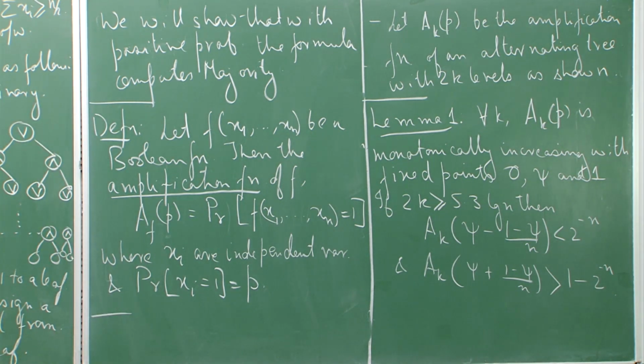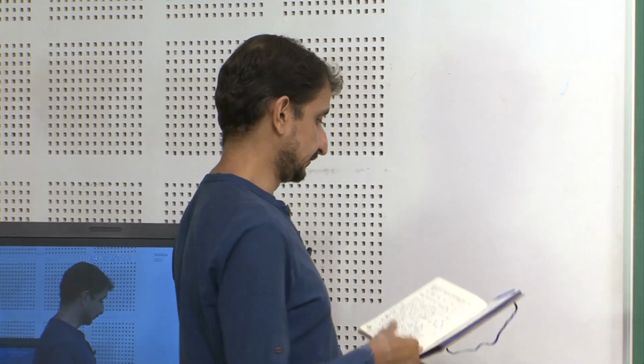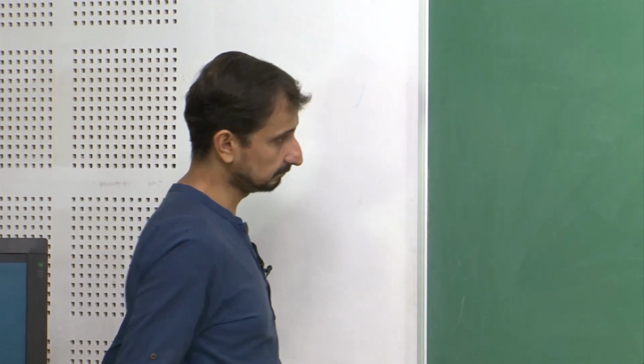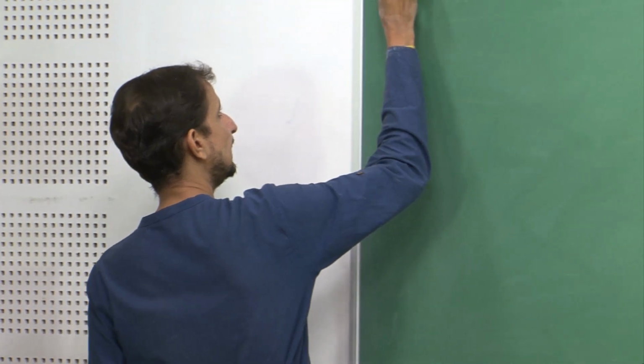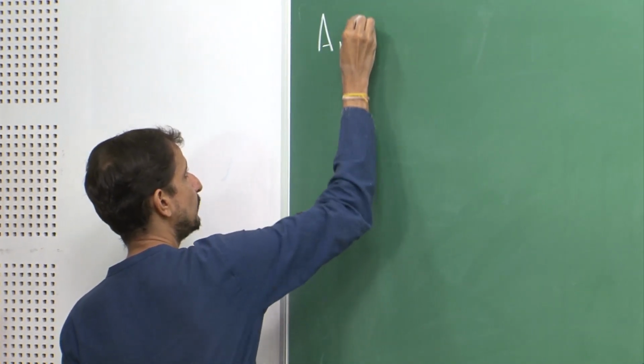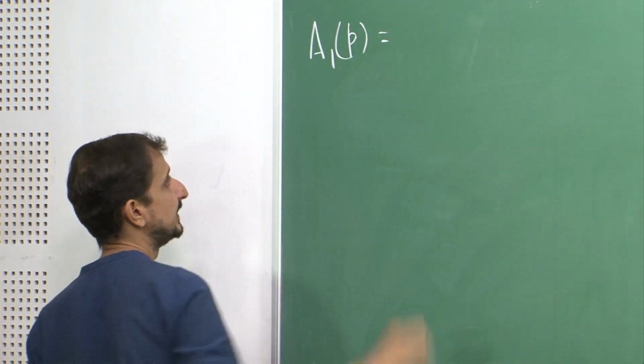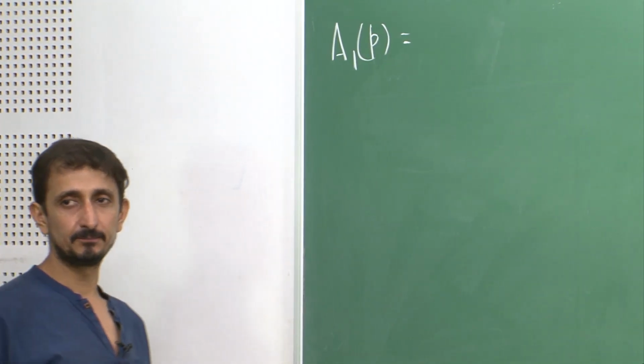Okay. So, let us see. How do we prove this? First of all, let us try to compute what A1 of p is. So, what is A1 of p? Okay.